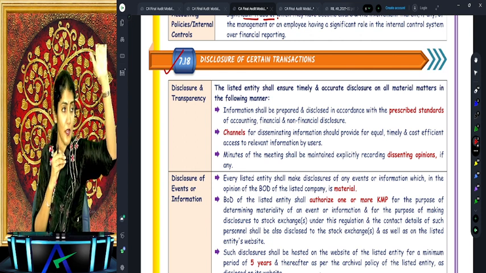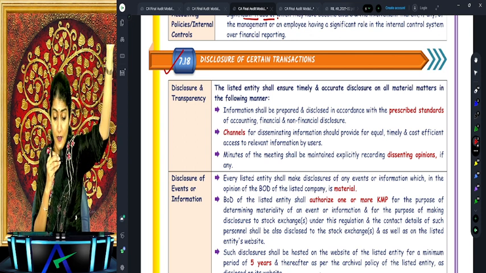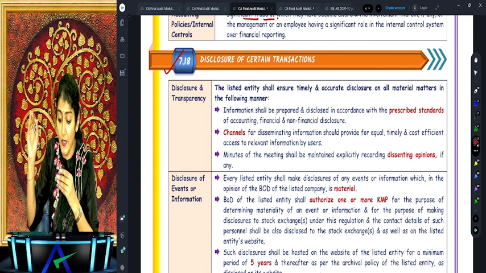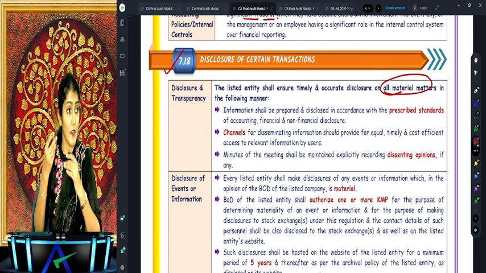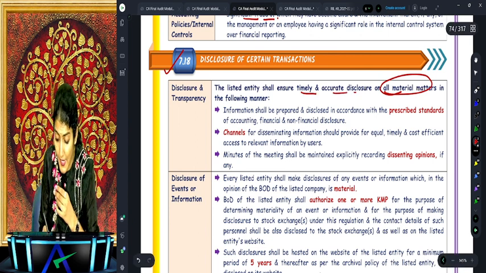You know, who are we talking about? SEBI LODR. Who has to comply with SEBI LODR? Listed entity. So what does it say? Listed entity shall ensure the timely and accurate disclosure of all material matters in the following manner. So whatever significant happens in the company, it says they have to ensure the timely and accurate disclosure.